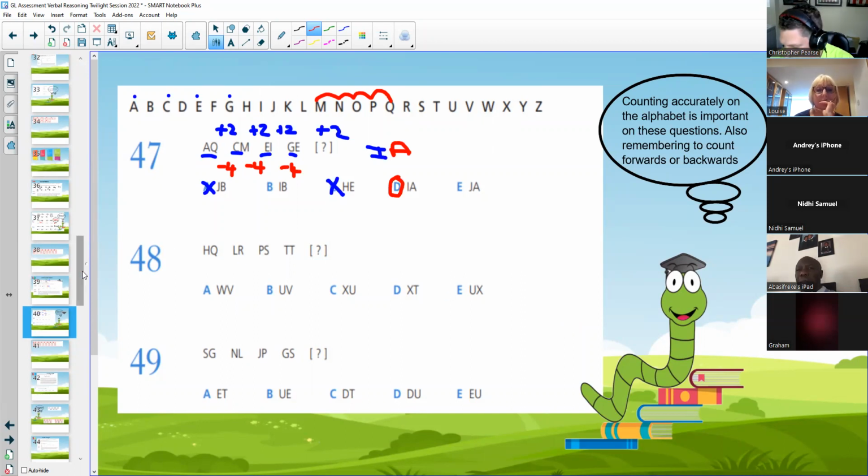Just to let you know what these are if you did do them, XU was the answer to that one. So it was C. And then this one was EU.